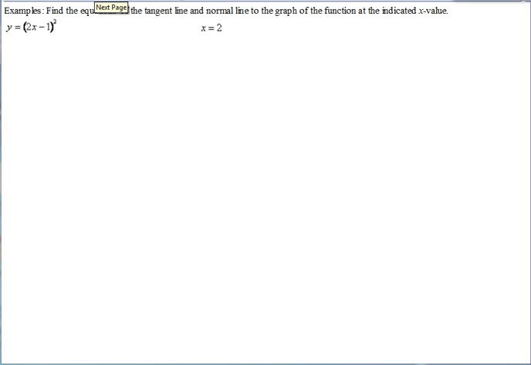Now let's take a look at finding the equation of the tangent line and normal line to the graph of the function at the indicated x value, in this case x equals 2. So let's just draw a little picture of what this looks like so you can see what we're actually finding. Let's say this is our function.